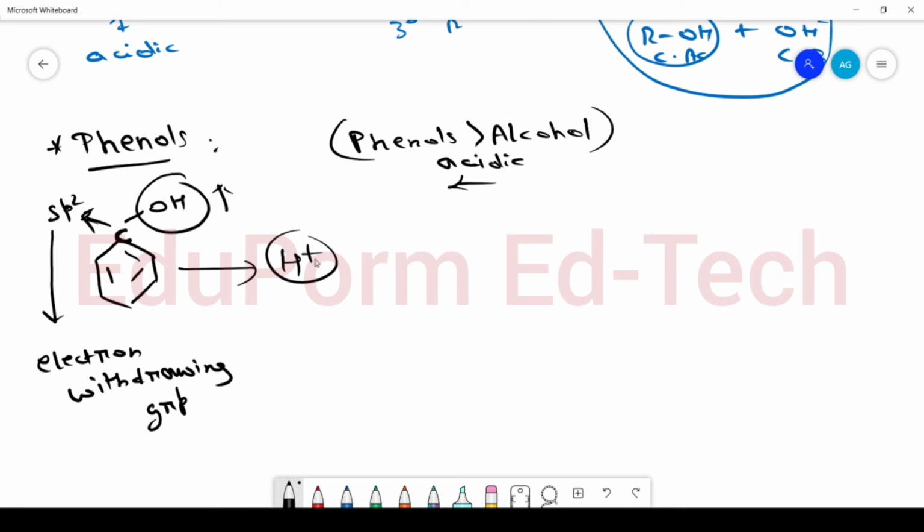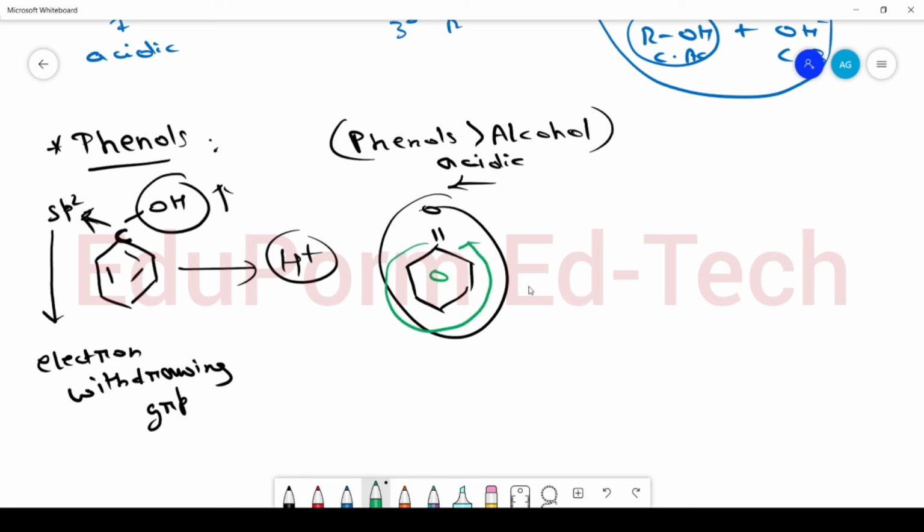Another reason for phenols being stronger acids is that there is partial double bond character, and formation of the phenoxide ion is favorable, and this phenoxide ion is more stable. The phenoxide ion is more stable as compared to phenol, as there is delocalization of the charges. So due to the delocalization of charges, the phenoxide ion is more stable than phenol, and thus phenol easily releases H positive.